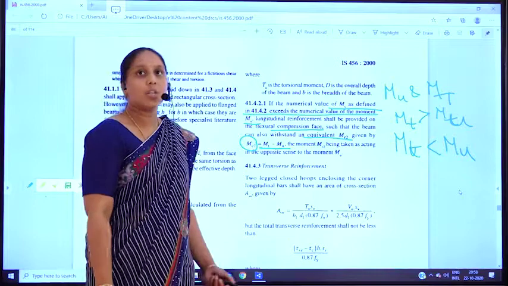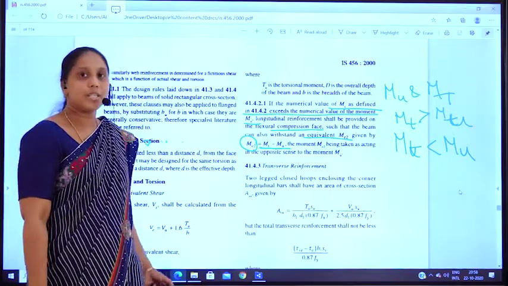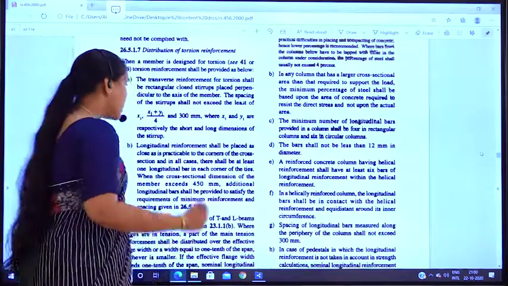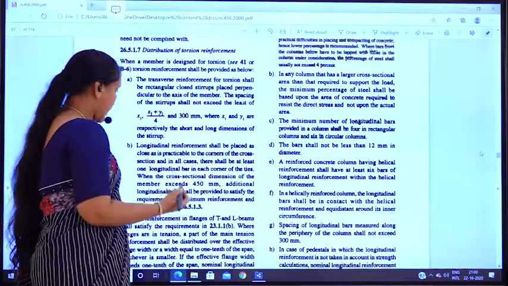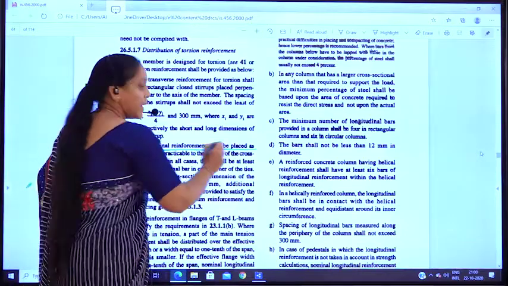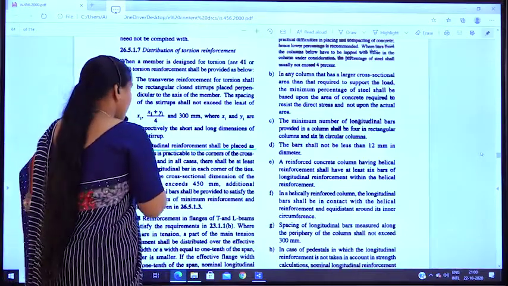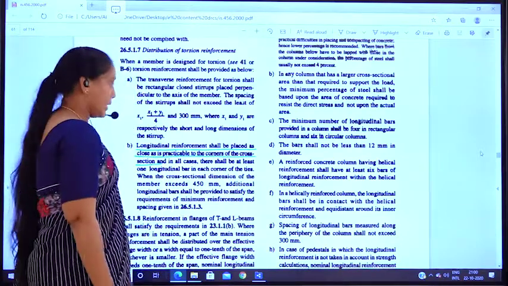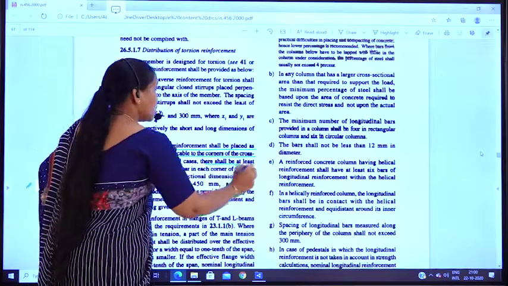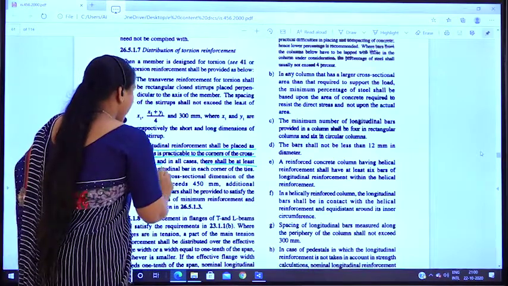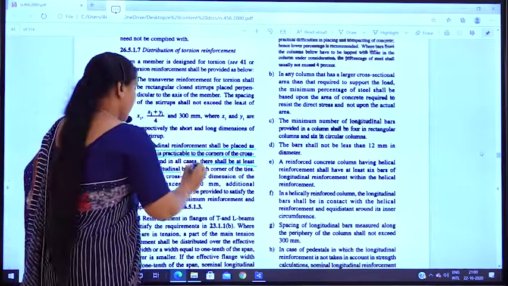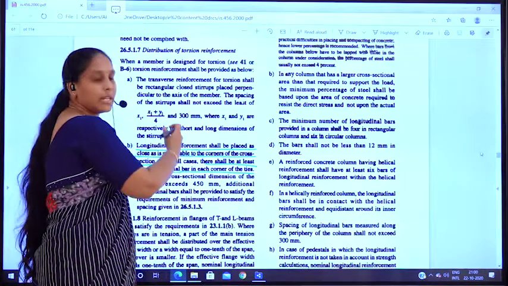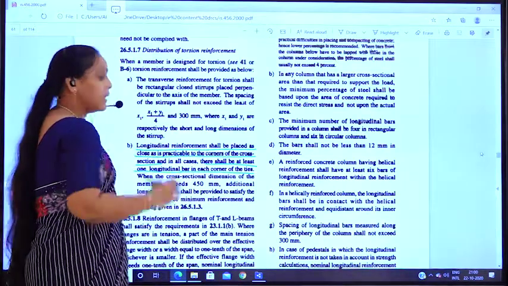Now let us see how the distribution of longitudinal reinforcement is done. So how has the longitudinal reinforcement to be provided? The longitudinal reinforcement shall be placed close to the corner of the cross section in all the cases, and there should be at least one bar in each corner. That is, on each corner you have to place at least one bar. So one bar in this corner and the other bar in the other corner.